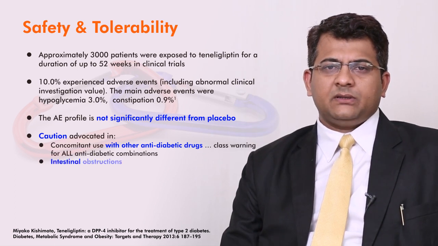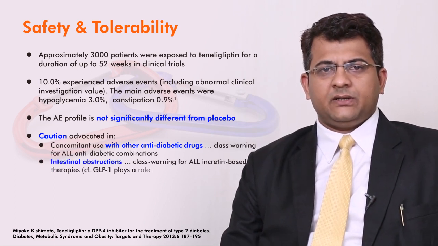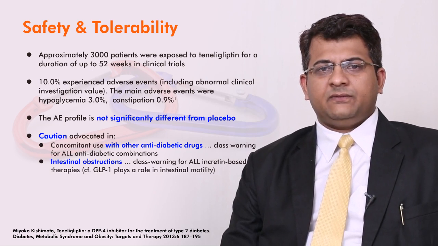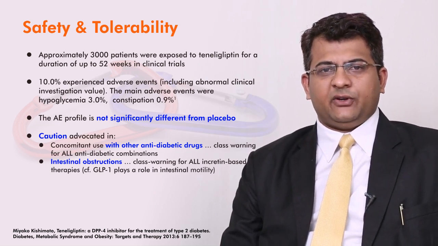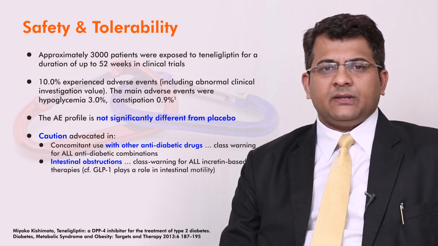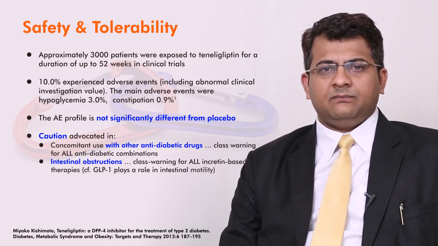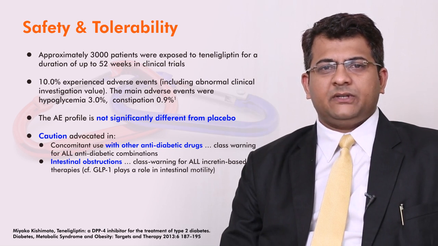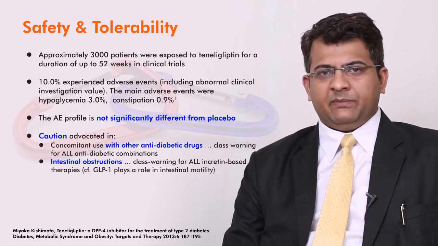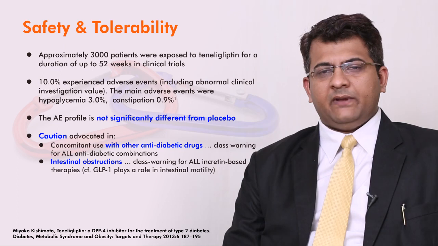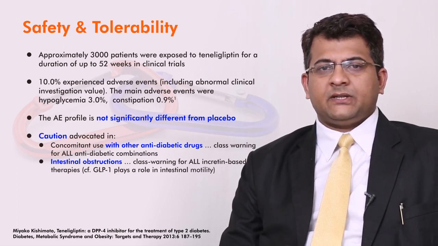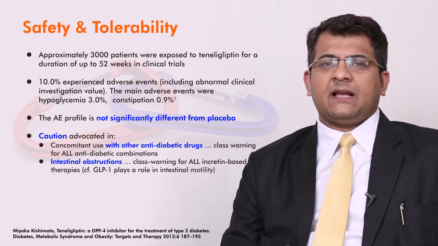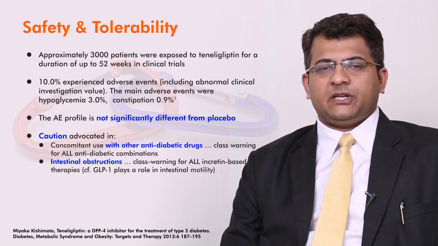Another precaution is for intestinal obstruction. If you look at the action of GLP-1, it decreases GI motility, particularly intestinal motility. So we need to take some precaution while prescribing teneligliptin, or for that matter any gliptin, in those patients who have a previous history of abdominal surgery, to avoid the chances of intestinal obstruction. So it's a class effect, it's not particular to teneligliptin.